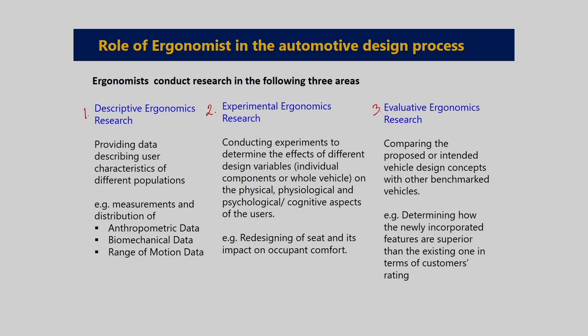For example, redesigning the seat and its impact on occupant comfort. Another example, how better design of steering wheel or brake, clutch or then accelerator can be done so that it will be much more convenient for the driver to operate. So, this is coming under experimental research.